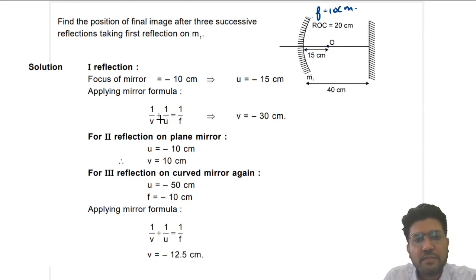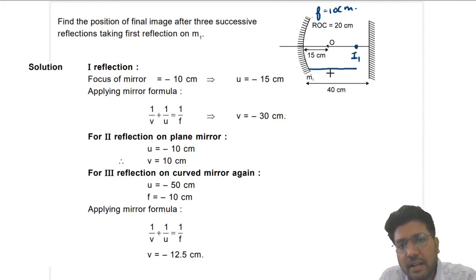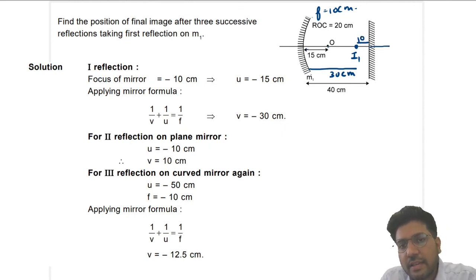Now if you apply the mirror formula, you will get v is equal to minus 30. Okay, so v is equal to minus 30. Minus means front, right? So that means this is the first image, I1, 30 centimeter in front. Okay, so this is the first image, right? Then this image will act as object for this, right? And this distance is 10 centimeter, so the image distance here is also 10 centimeter. So this is I2 and this is 10 centimeter.